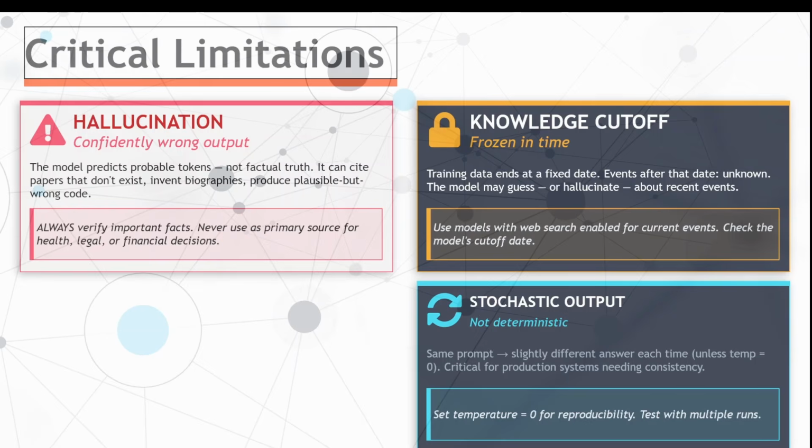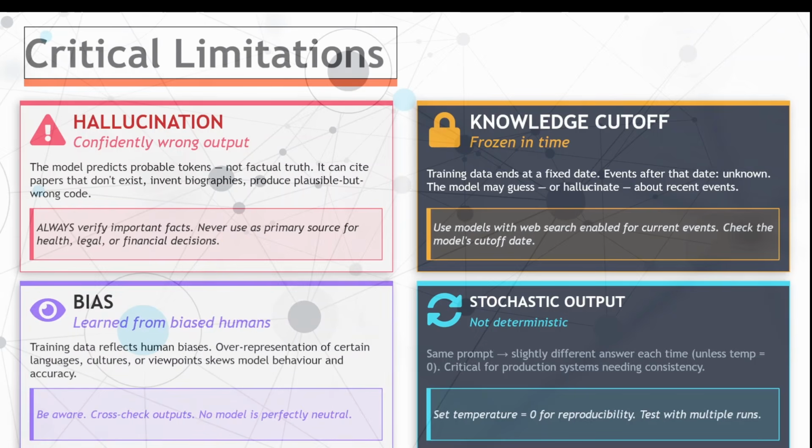Now, let's see the other limitation of LLMs, that is bias. AI models learn from human-generated text, right? We fed them human data that was already written, already existed. Humans have biases, therefore, models do too. If most training data represents one culture or one language or one demographic, the model will perform better for that group and worse for the other groups. So it might reflect stereotypes present in the data.